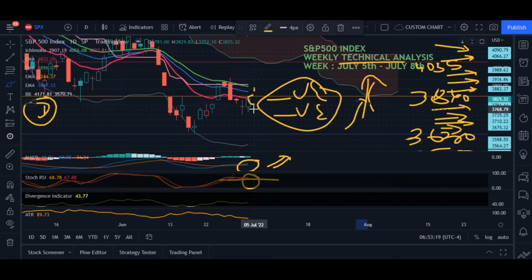But if there comes any abnormal movement in the market, then I will update the members through the midweek updates. Then comes the divergence. If you look into the divergence, it is normal.